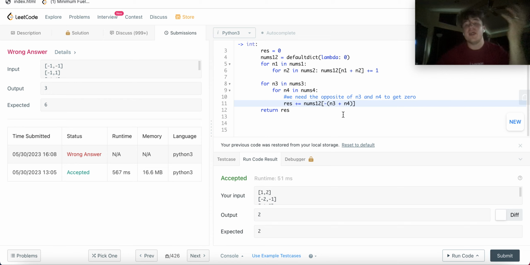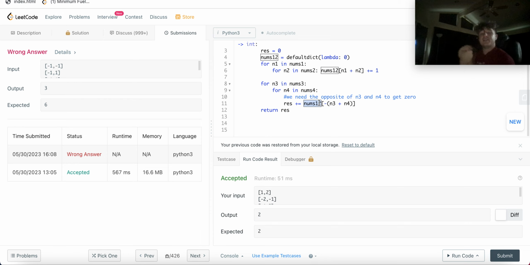So when we have n3 plus n4, the negative of that is some value like 5. So maybe we need a 5 in order to make n3 plus n4 equal 0. So the counterpart to n3 and n4 is 5. So how many different ways can we get 5? That's basically what this is doing now. You get 5 with 1 and 4, or 2 and 3, or 3 and 2, or whatever. How many ways do we get 5 in this solution? And now this accounts for that multiplicity issue.